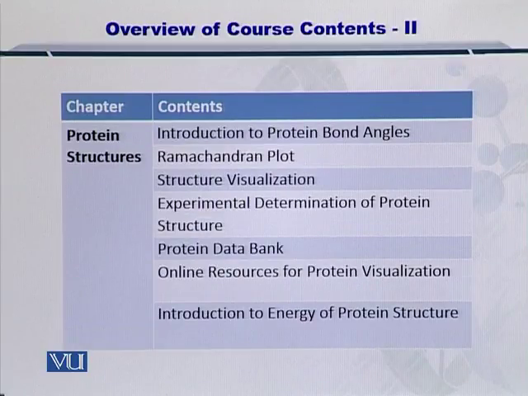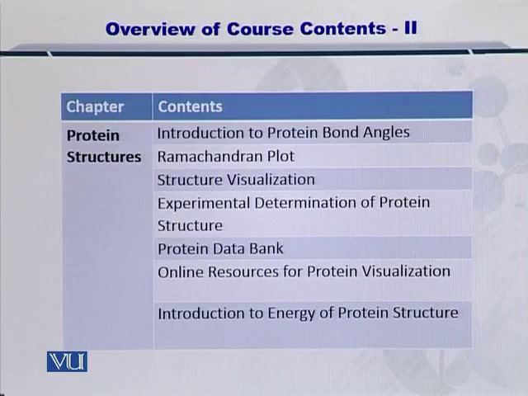Next, we'll see the bond angles that are there within the completely folded proteins, and we'll see how Ramachandran plot is helpful in that. This will be followed by structural visualization, and we'll also see how we can determine the protein structure using experimental methods. Then we'll move to the protein data bank or PDB and see how the experimental structures and the predicted structures can be stored online in databases.